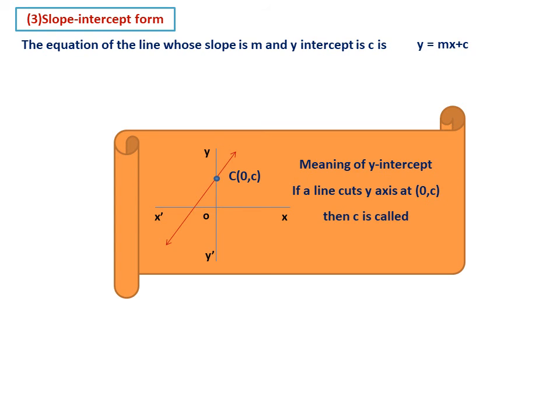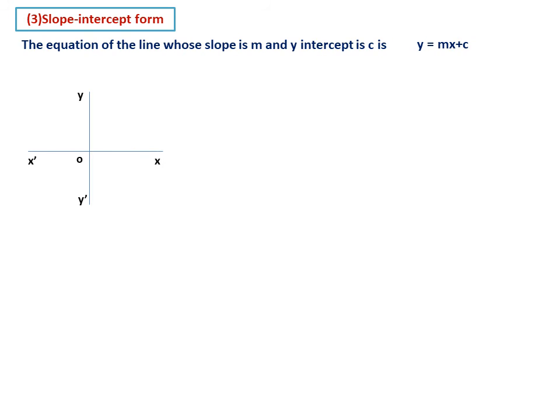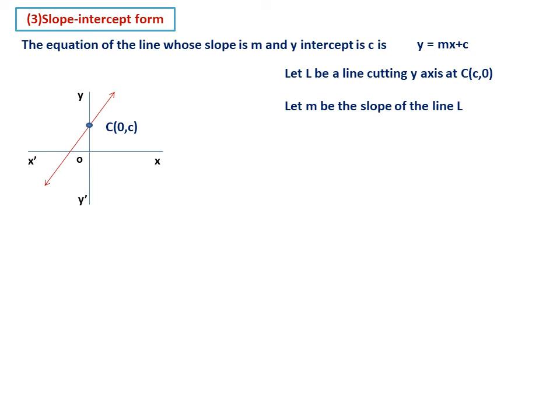Then this value is called the y-intercept. It's very simple. The value C is called the y-intercept. That means what is given here is the slope and the y-intercept. Now let us derive. So it is very simple. Let L be the line cutting the y-axis at (0, C). So this is L and it cuts the y-axis at C, and its coordinate value is (0, C). Now let m be the slope of the line. So that is also given.